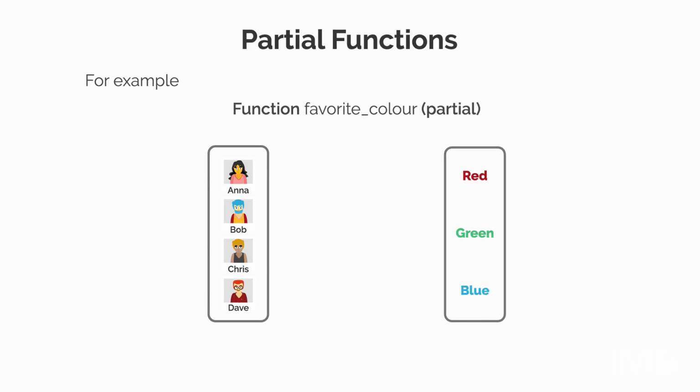For example, let's suppose we have a function called favorite color that relates people to their favorite color. We may have this partial function that maps Anna to green, Bobby to blue, David to blue. Notice that Chris is not mapped to any color.